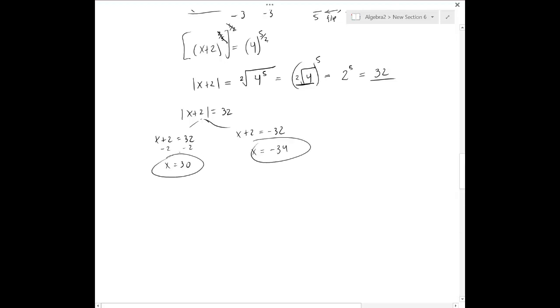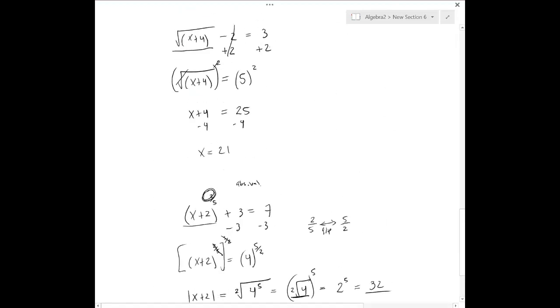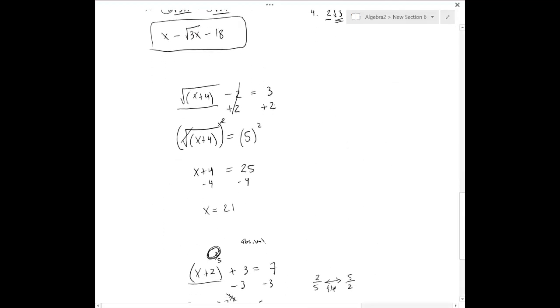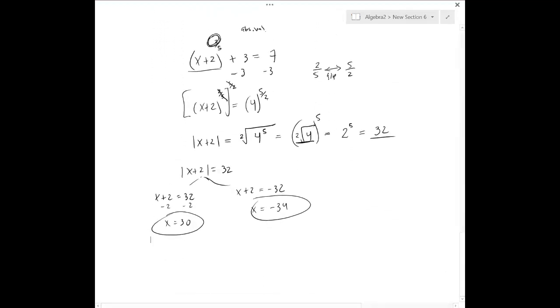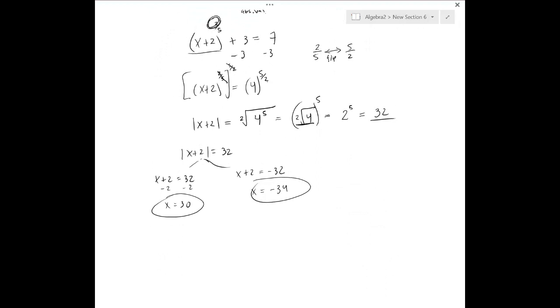Two answers. Now, we're not done. I know we're at the 30-minute mark, but it'll only be like 2 minutes over. So the next thing that you have to do to see if they're both correct is check them both. You have to check both of them in the original. So the original was right here, x plus 2 to the blah blah blah, and so on and so forth.